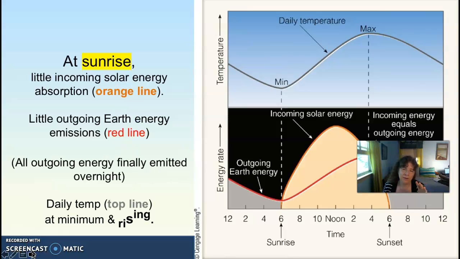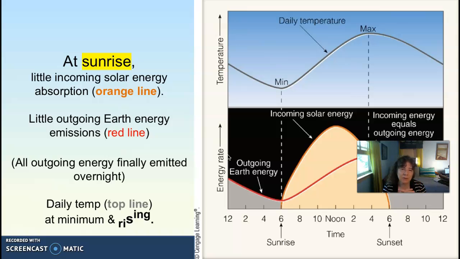This graph here shows two sections. The first section has a daily temperature line with a minimum and maximum from midnight to midnight. And the bottom part of the graph shows radiant energy. Radiant energy being emitted, that's the red line, and radiant energy being absorbed during the day, that's the orange line. We're going to learn how to work with them together.